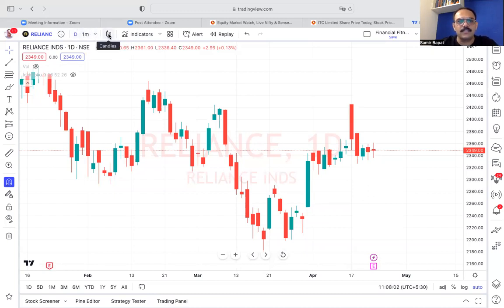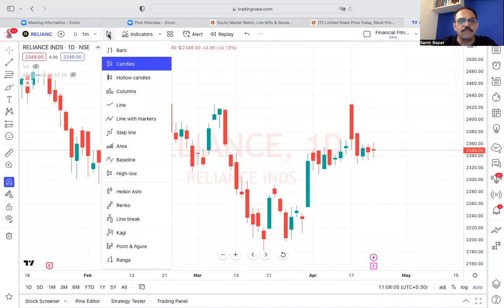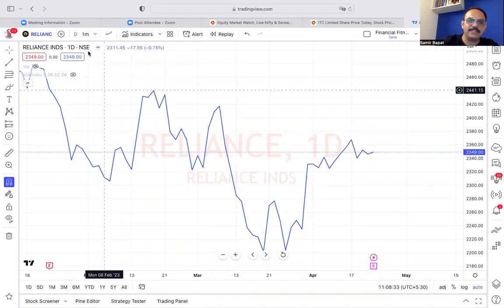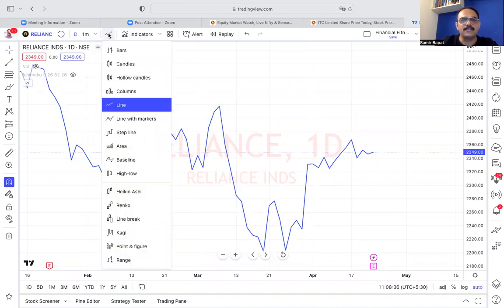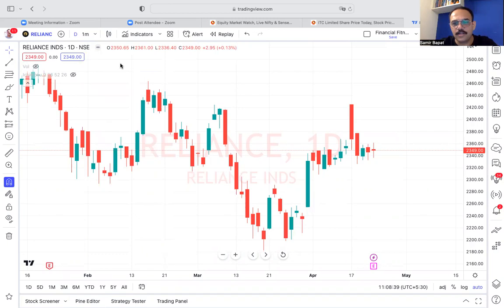Third point here is candles. So if we click here, then you will get bars, candles, hollow candles, columns, line, and so on. A lot of things are there. In our entire course, we are going to focus on candlestick charts and line charts. Going further, you can as well learn about Heikin Ashi candles, which is here. So if you want to shift from candles to line, you have to go to line. It will become a line chart. Again, coming back to candles, you have to click here. You have to put candles.